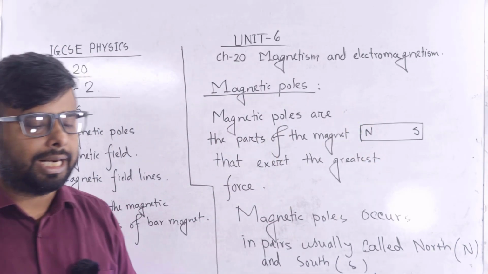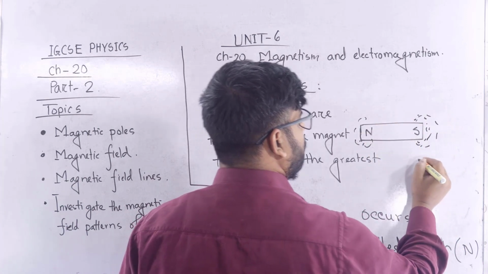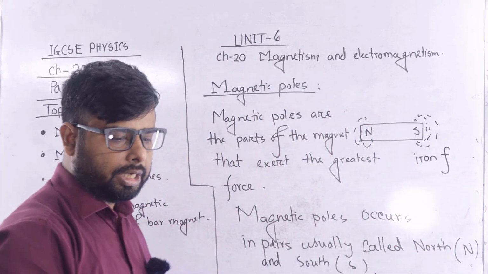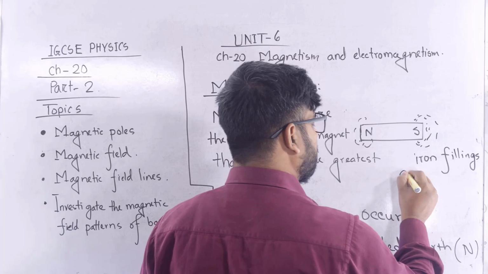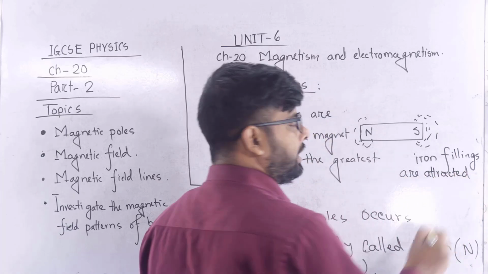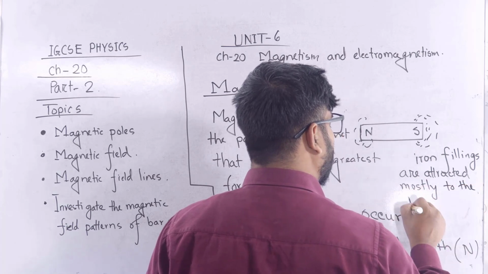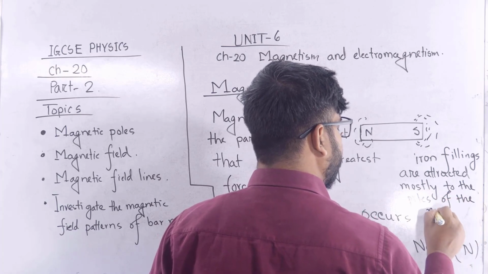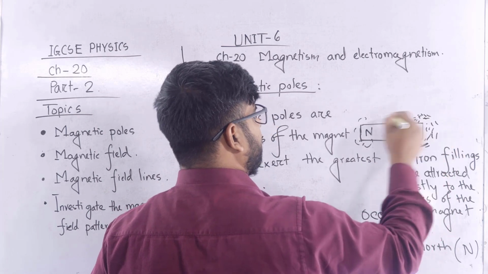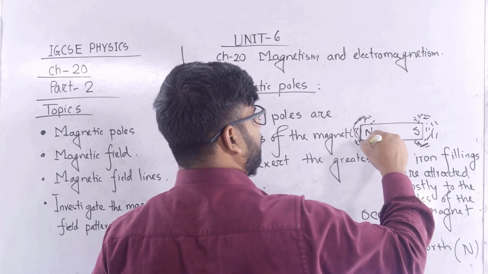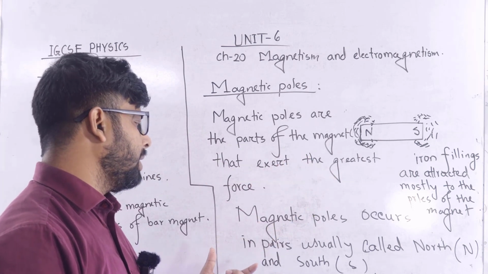Iron filings are attracted mostly to the poles of the magnet, remember. So magnetic poles are the region where the magnetic force is maximum. Magnetic poles are the parts of the magnet that exert the greatest force. Magnetic poles occur in pairs, usually called north and south.